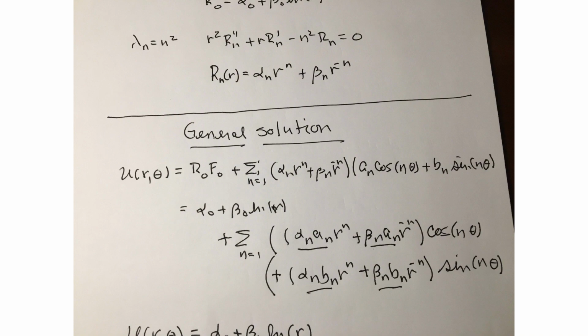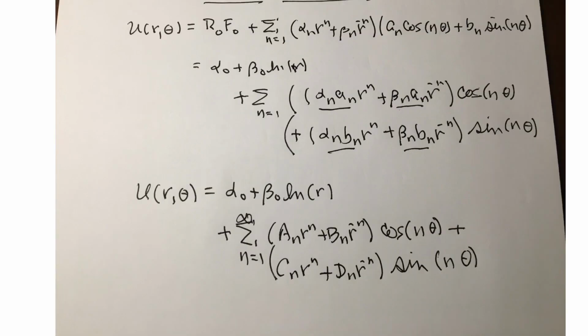So here I've written out the general solution. U of r and theta will be R0 F0, plus the sum of the product. This is R sub n, and this is F sub n. And I've expanded out the right-hand side here. And notice the products of these coefficients. We've got alphas and betas, but they show up as products. And so I'm going to relabel this. I'm going to call alpha n a n, capital A sub n, beta n a n, capital B sub n, and so on, so that the general solution looks like this.